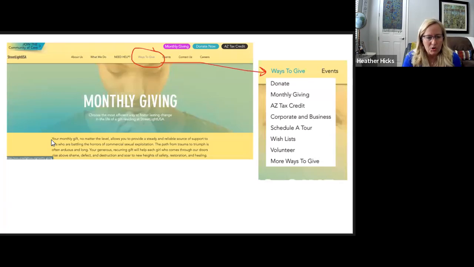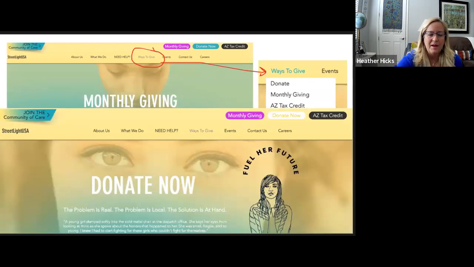So they're reinforcing to a donor, you're making a good decision. Monthly giving is one of the most efficient ways to really do what people like us that do things like this want to do. So they're reinforcing that for them in that example. This is their donate now, and they're saying, the problem is real, the problem is local, the solution is at hand. Again, they're identifying that people like us are going to do something now, and they're connecting to this desire of whoever came onto this page to say, here's what this looks like, and they'll give you more detail.